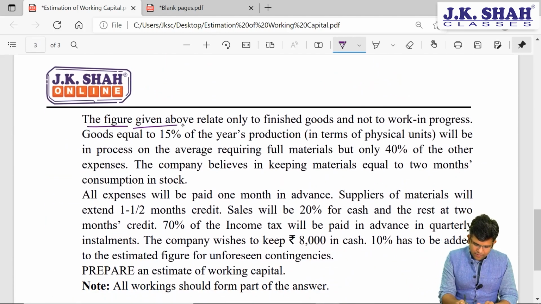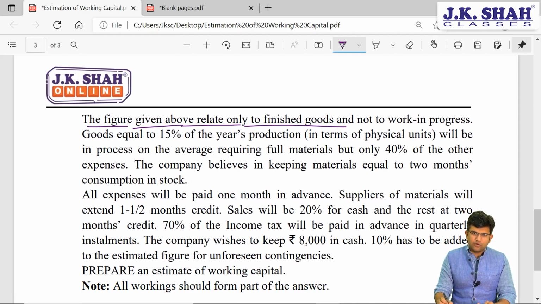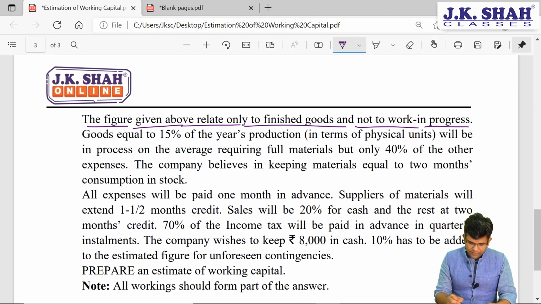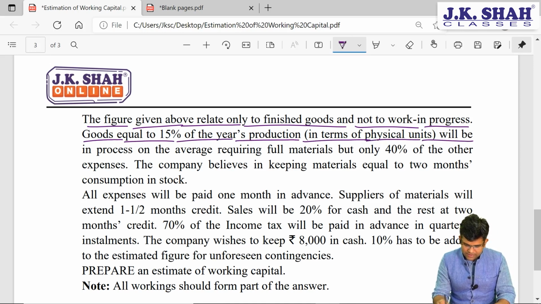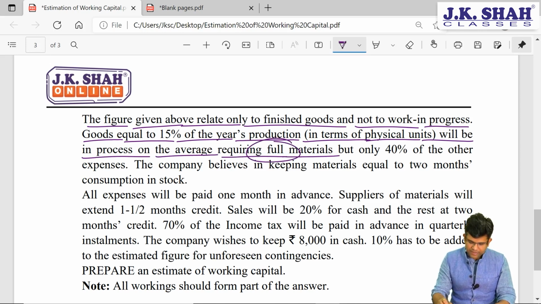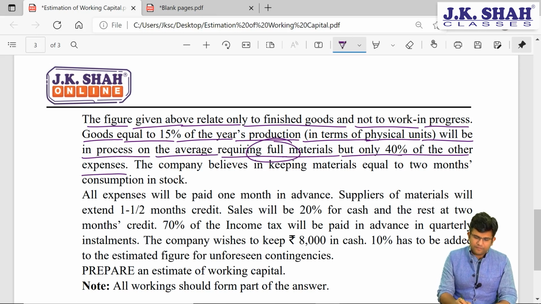The figures given above relate only to finished goods and not to WIP. So basically they are saying that when you will be making the cost structure, this is not the total cost structure, this is only for the manufacture of finished goods. Goods equal to 15% of year's production in terms of physical units will be in process, that means in WIP stock on an average, requiring full materials, which means 100% materials, but only 40% of the other expenses. I hope you understood this line, only 40% of the other overheads.